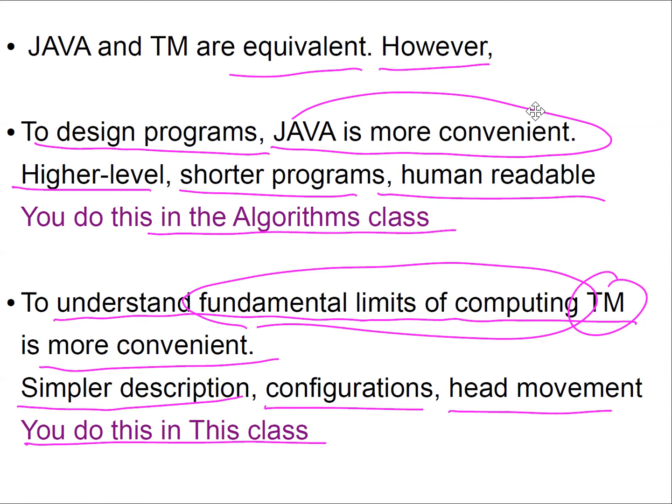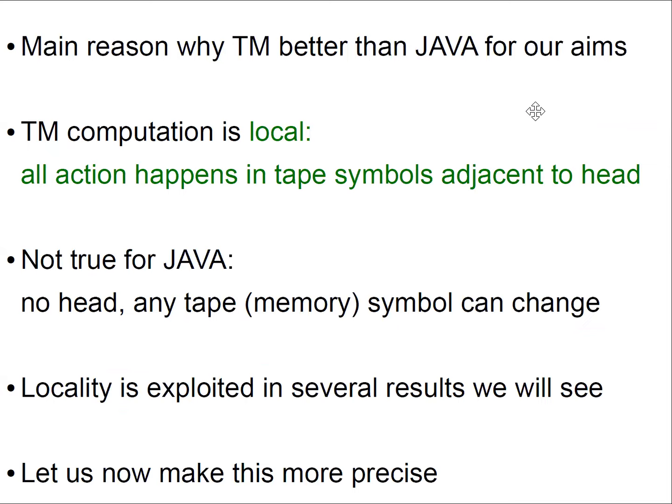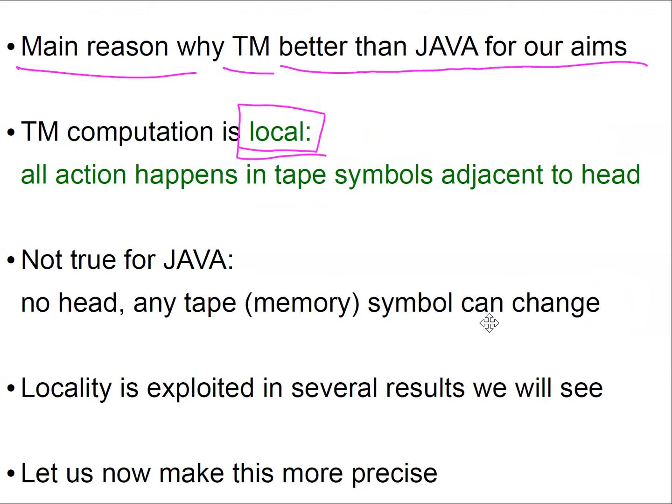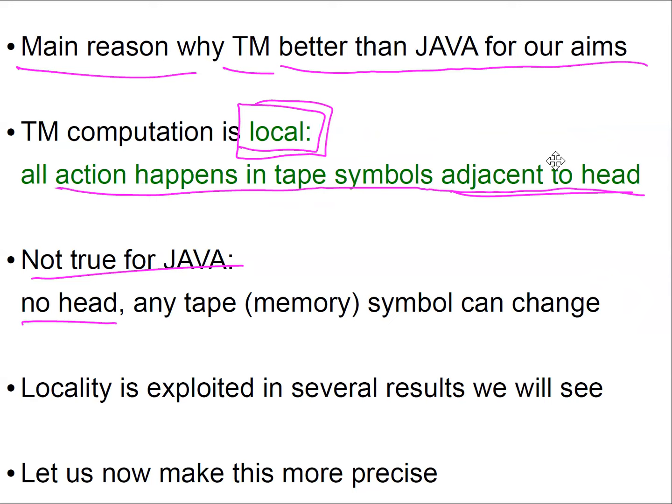So if you think about it, what is really the main reason why Turing machines are better than Java programs? It's simpler, fine, but there is one important aspect which is different between Turing machines and Java. Turing machine computation is local. So all the action happens around the tape symbols which are adjacent to the head. This thing is not true for Java. There is no head. And in principle, any tape or memory symbol can change, because if you have an array in Java, you allocate it with some variable i, which can be any number. So in one operation, you can change any symbol on the tape or memory. So the locality of Turing machines is exploited critically in several results that we're going to see.